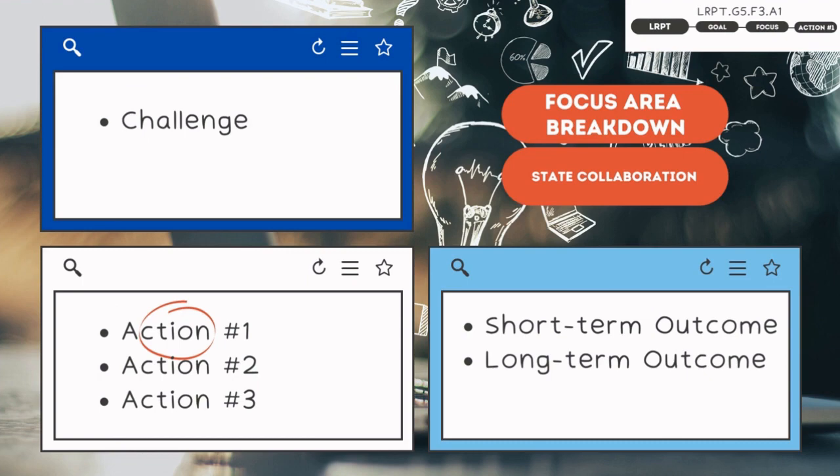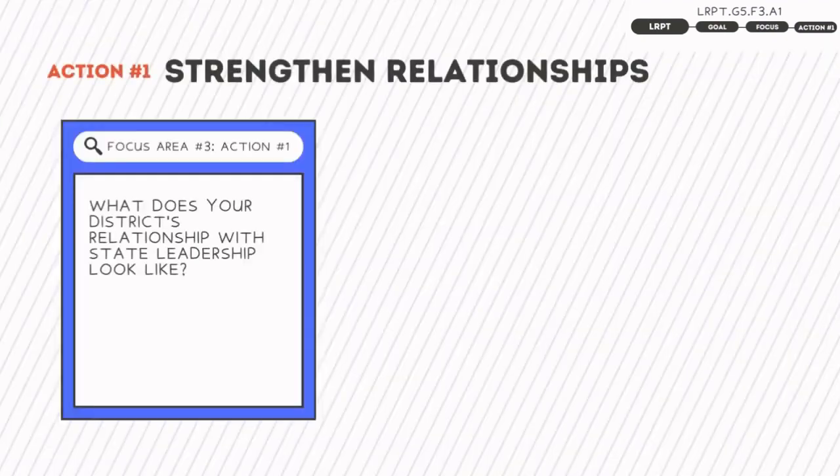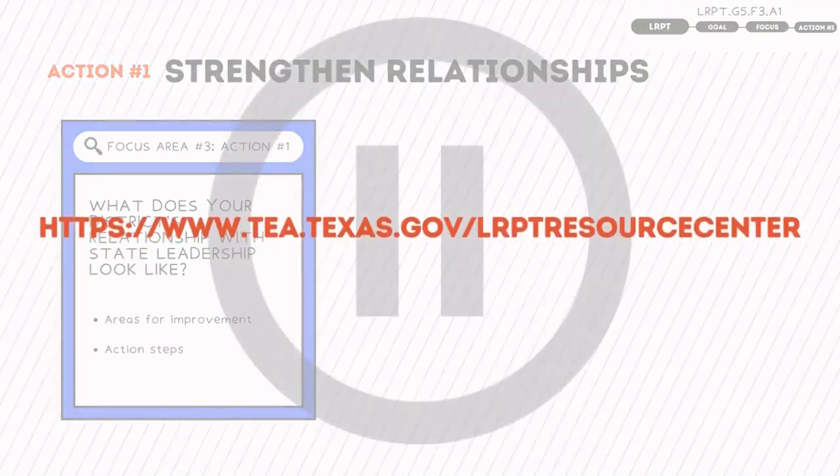We know the challenge. Now let's think about our first action. Action number 1 is to strengthen relationships with state leadership. If you were to outline some areas for improvement with state leadership around technology in your district, what would they be? What would be the action steps you would take to get you there? Pause the video here to write down those areas for improvement and possible action steps in your workbook.